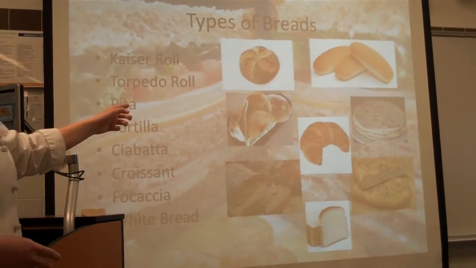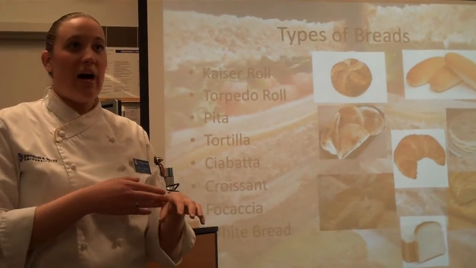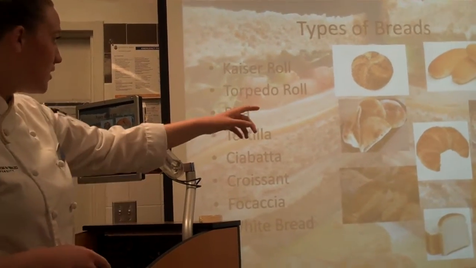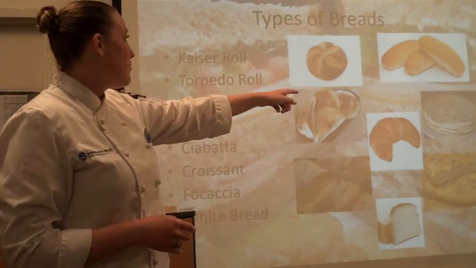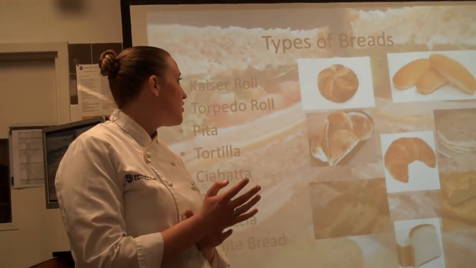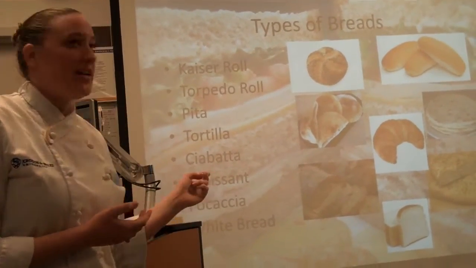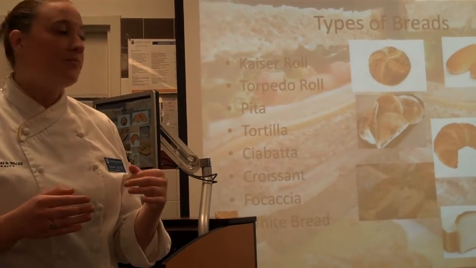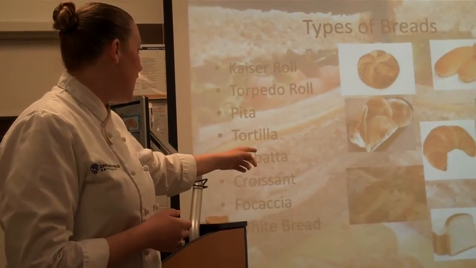Then we have our pita bread, which is a flat round bread, and it actually has a pocket in the middle, so you can stuff it. So that's kind of fun. Then we have our tortilla on the top right underneath our torpedo roll. A croissant is actually a baked good, but we can use it to make sandwiches, so it's a nice little different flavor. We have our ciabatta bread.